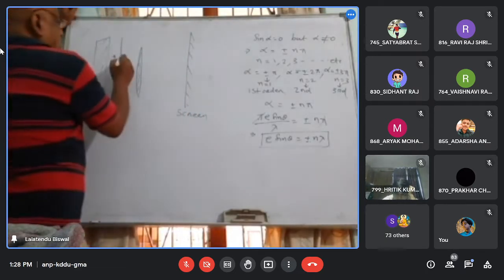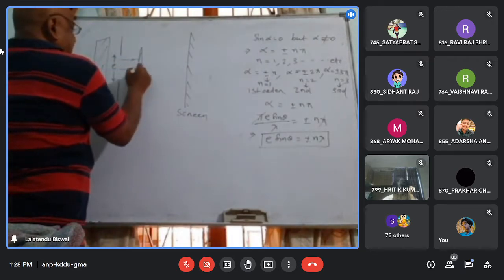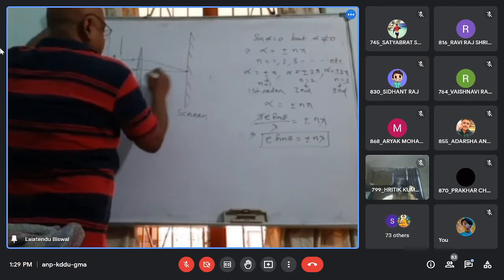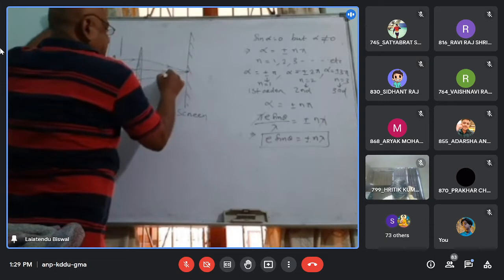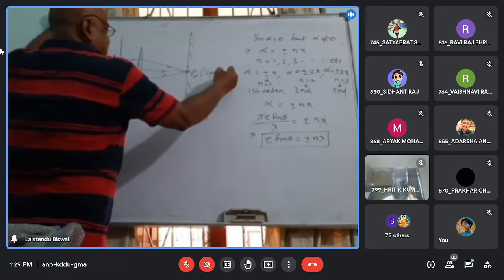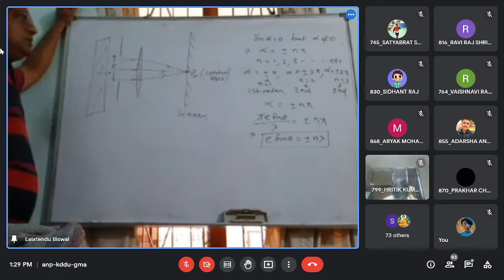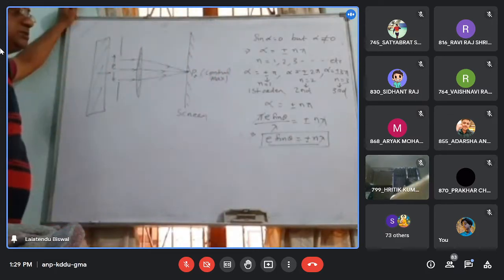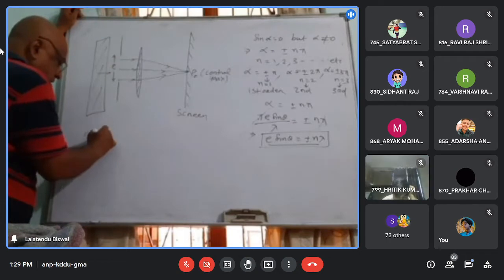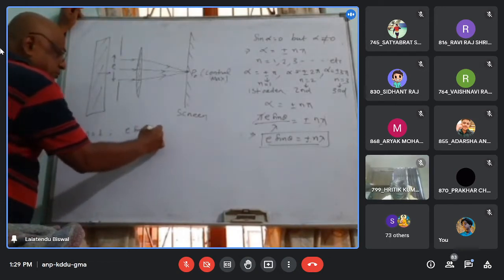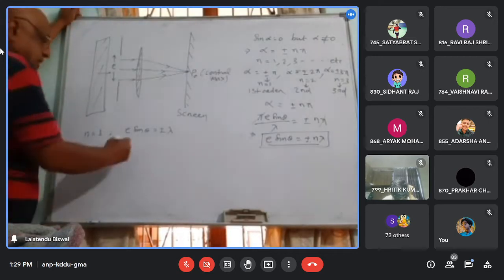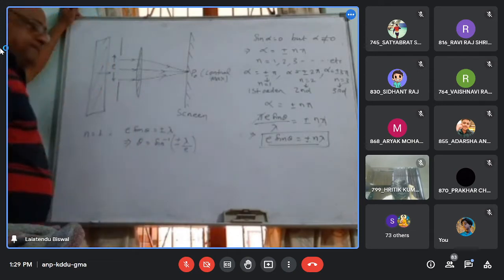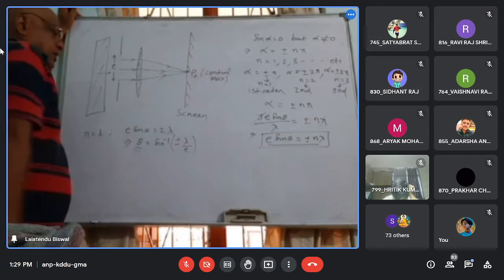What you saw, all secondary waves moving in the same direction as the incident wave, will superpose at a point which you call the central maxima. So this is P0, the central maxima position. Now you want to locate the minima, which is a sin theta equal to plus or minus n lambda. If you put n equal to 1, you get a sin theta equal to plus or minus lambda. Then theta becomes sin inverse of plus or minus lambda by a. So this is the condition for theta at which you expect the minimum.